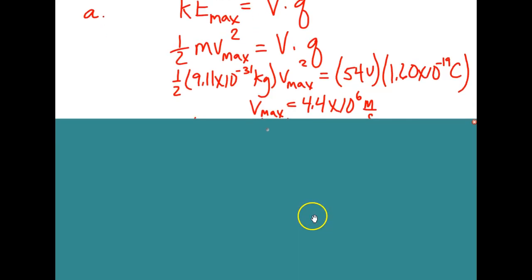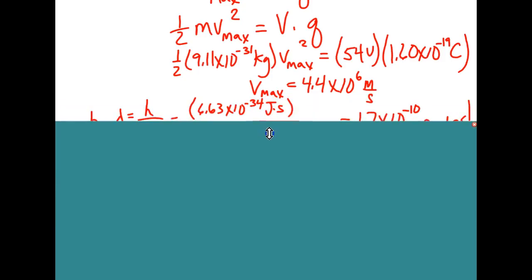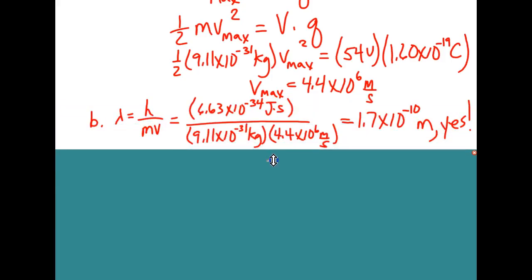Now that we know the speed, we can go ahead and calculate its wavelength. So de Broglie wavelength is h over mv. Planck's constant in joule seconds, mass 9.11 times 10 to the negative 31 kilograms, speed 4.4 times 10 to the 6 meters per second. And when you do the math, you should get 1.7 times 10 to the negative 10 meters. And of course, this, when you look it up on the electromagnetic spectrum, is detectable.